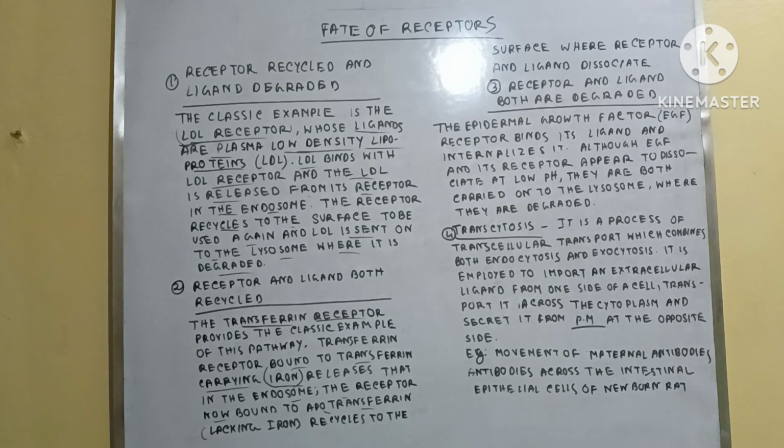So what is being said here is that in case of the transferrin receptor, the receptor is bound to the transferrin carrying iron, and this releases the iron in the endosome, and the receptor is now bound to the apotransferrin. First it was bound to the transferrin, now it is bound to the apotransferrin where iron is absent, and recycles to the surface where the receptor and ligand dissociate.